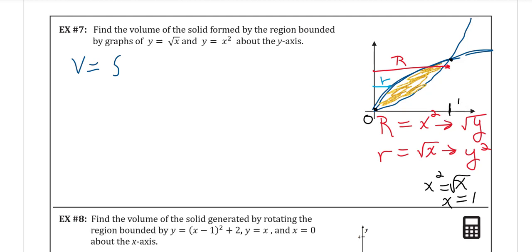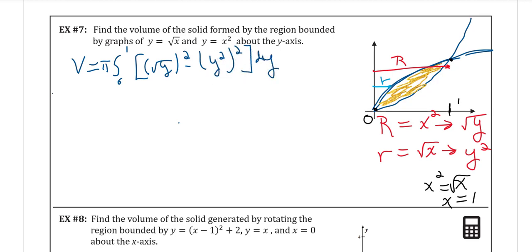So that's at 1. So we're going to do the integral from 0 to 1, and we need our pi out here. And we're going to have the square root of y squared minus y squared squared. This is dy. So we get V equals pi times the integral from 0 to 1 of y minus y to the fourth dy.